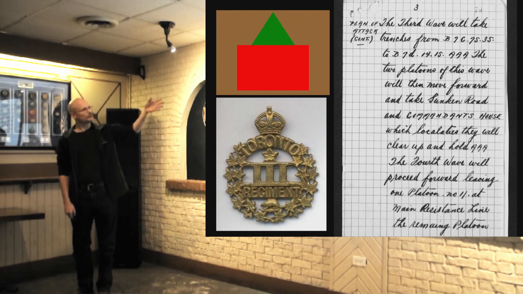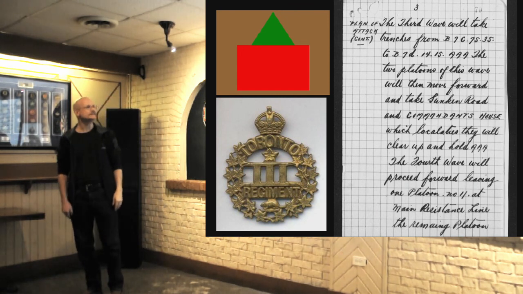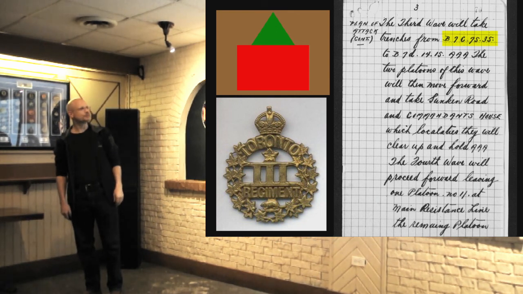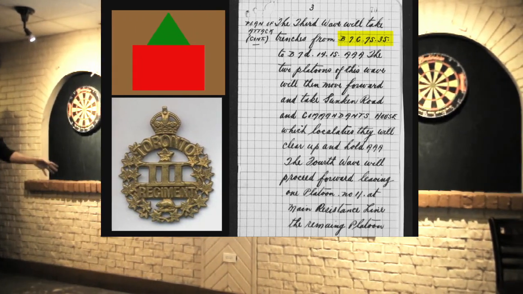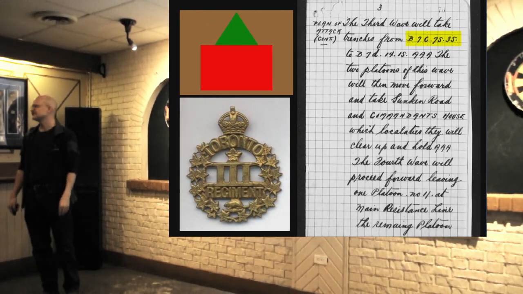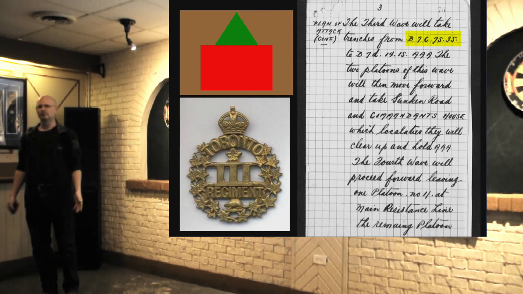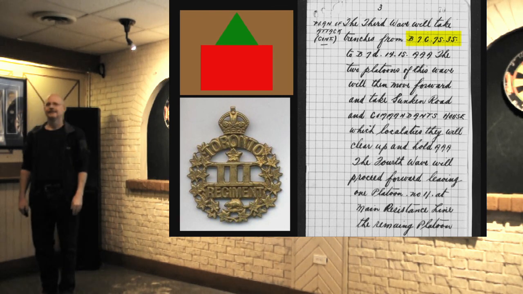And if you look at it, you can read through, I'll just read a bit at the top there. So it talks about the 3rd wave will take trenches from B7C 7535 to B7D 1415, and then the 2 platoons of this wave will move forward and take Sunken Road and Commandant's House, and it goes on. So clearly that B7C 7535 is some sort of reference, but what the heck kind of grid reference system is that? Has anyone ever seen any kind of grid reference like that before? It's pretty unique.